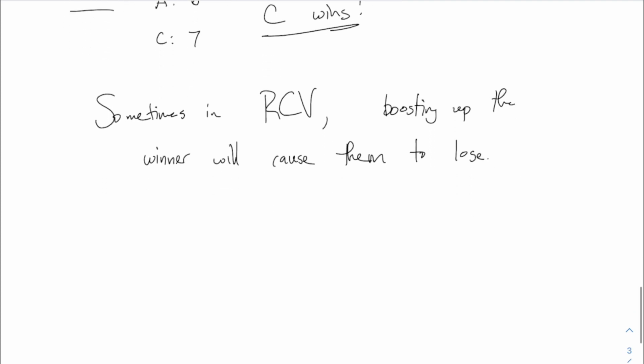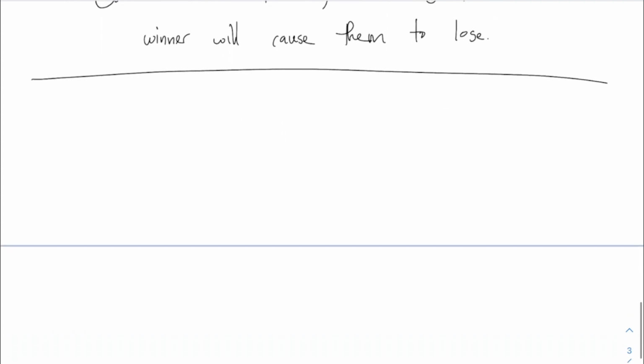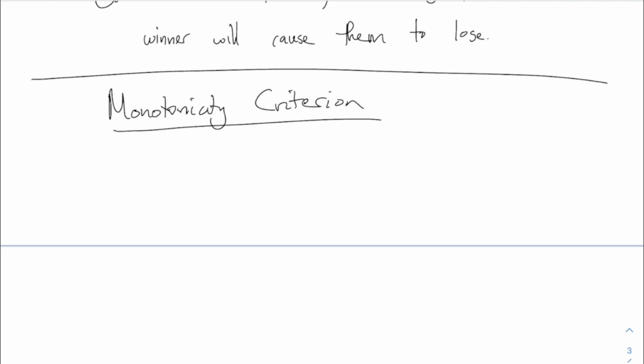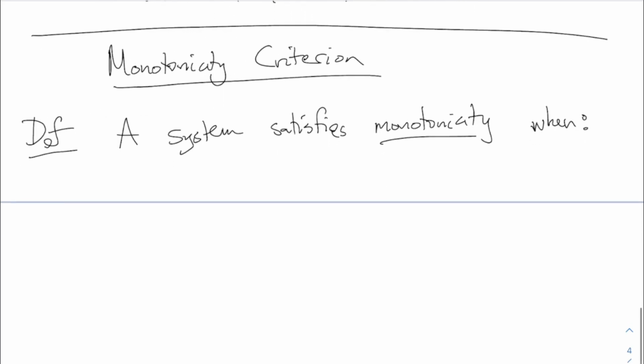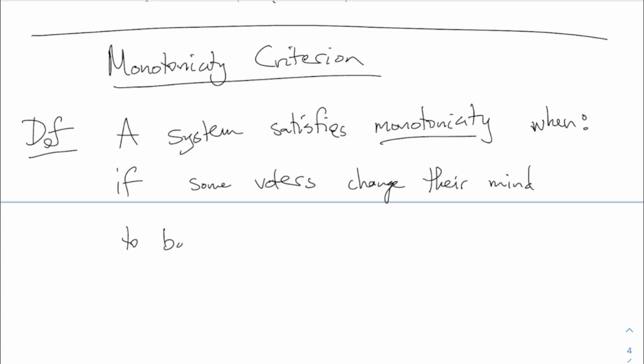So let me say what the monotonicity criterion is in somewhat technical language. Here's the definition. We say that a system satisfies monotonicity when, if some voters change their mind to boost the winner, what happens? They should still be the winner. That's the idea. If you raise the winner up on the ballots, they should still be the winner.